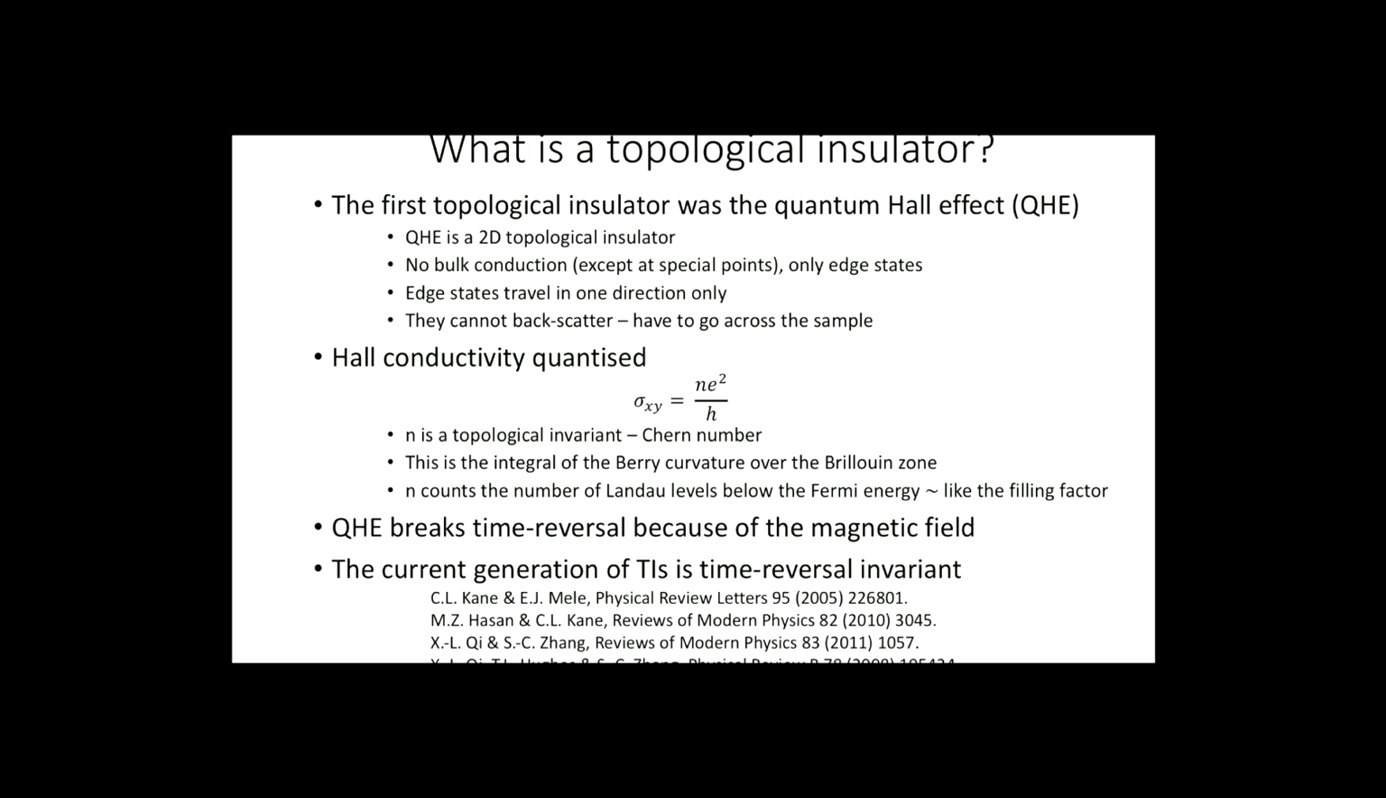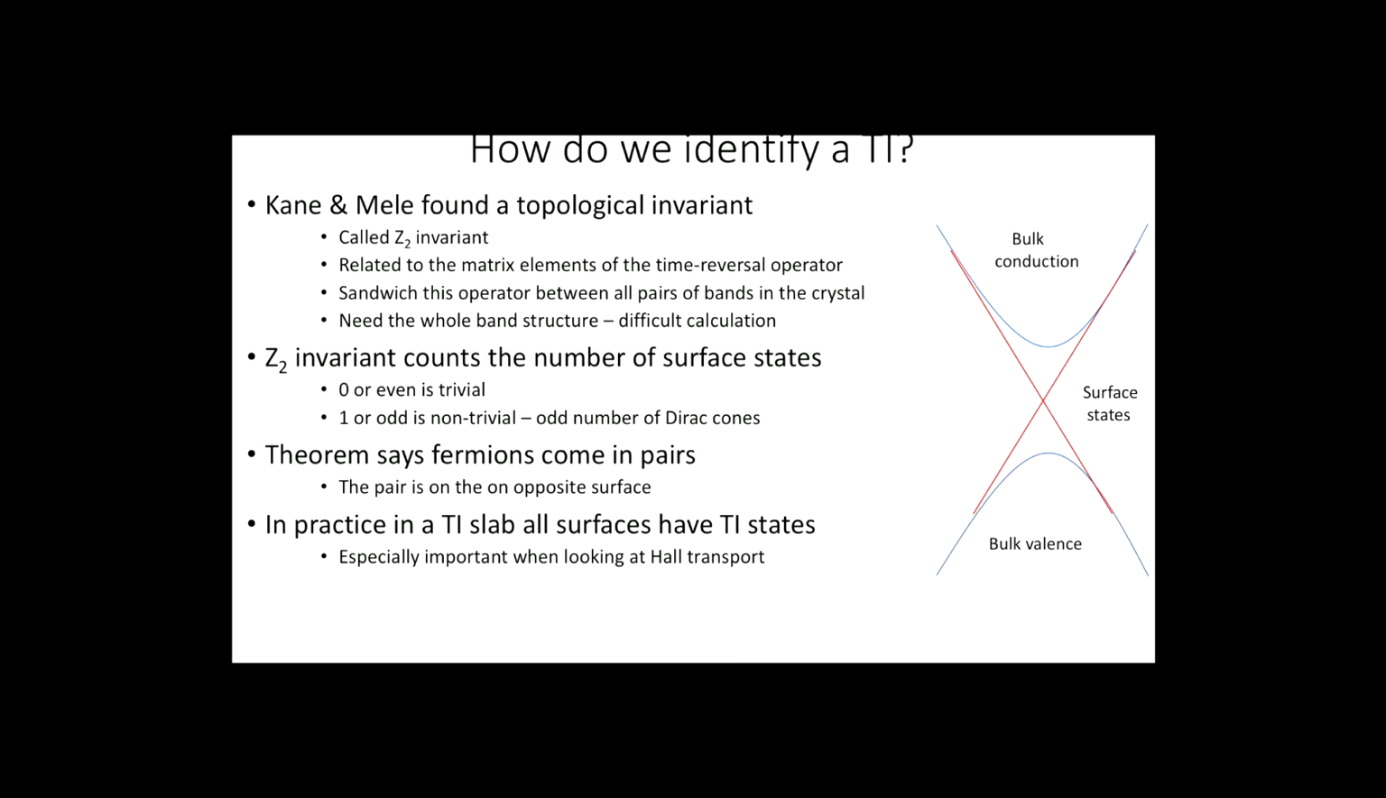Now, obviously, because of the magnetic fields, the quantum Hall effect breaks time reversal, and the current generation of topological insulators is time reversal invariant. So this is all I want to say about the quantum Hall effect. So again, before I go into the algebra and the complicated sort of lattice figures, I'll just make another set of general observations.